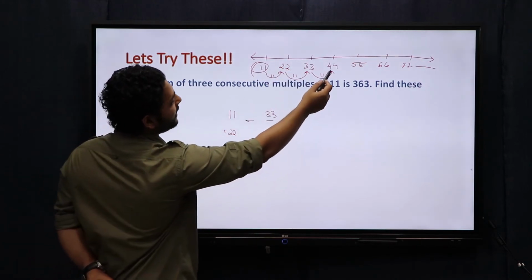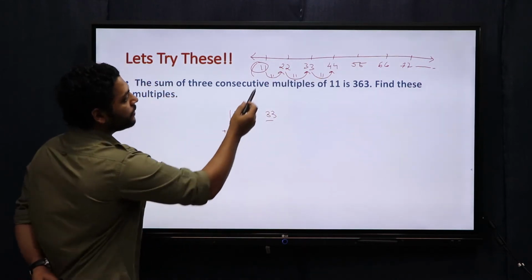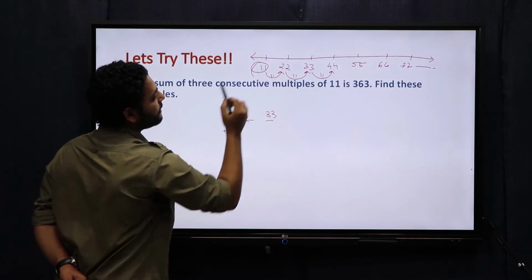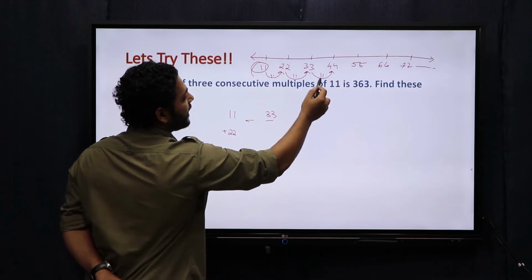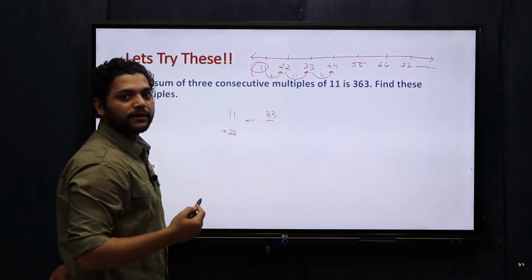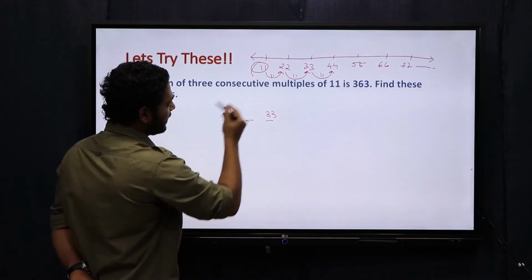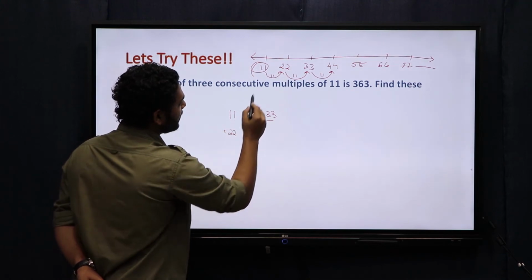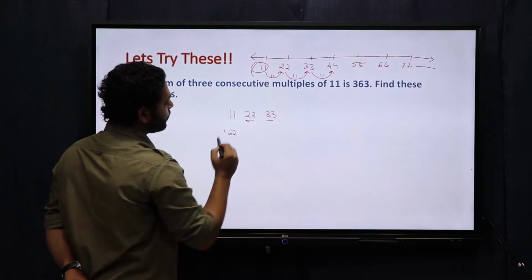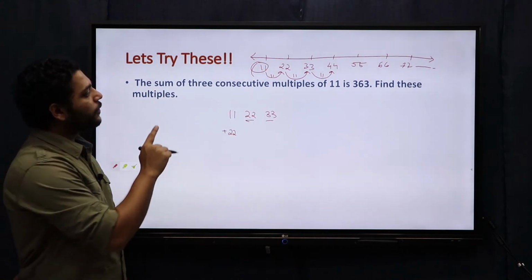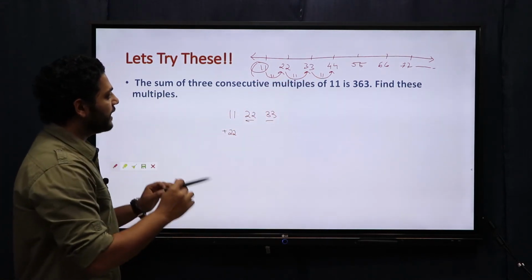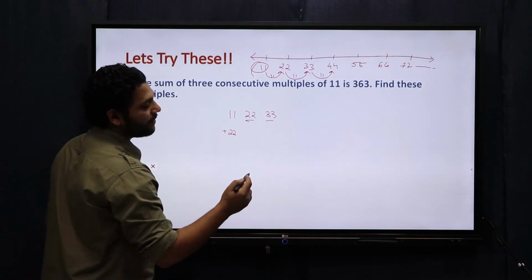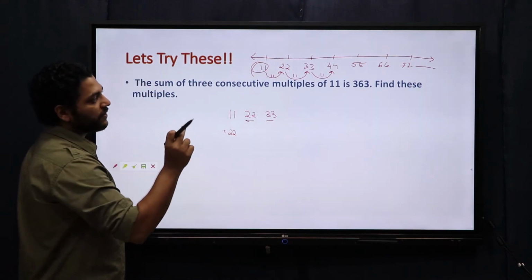Similarly, if I wanted to find the fourth multiple, what will I do? I add 33 to 11. So I get 44. Right? Similarly, the fifth one, I add 44 to 11. I get the fifth multiple. And the second multiple would just be adding 11 to 11. It would be 22. Right? So I can observe a pattern here. The three consecutive multiples of 11 would always have a difference of 11 and 22.